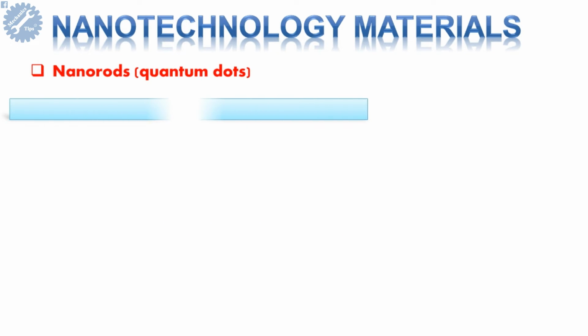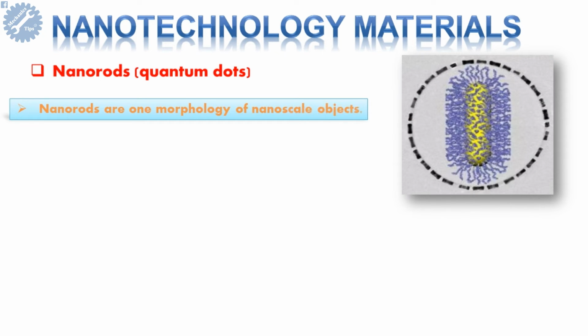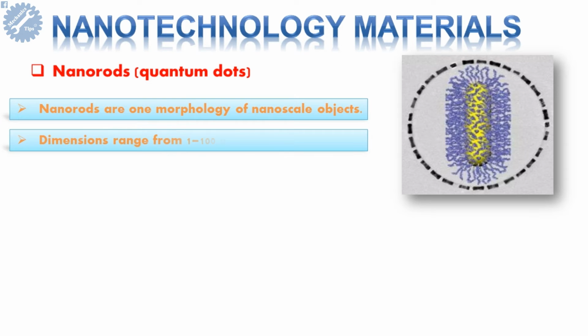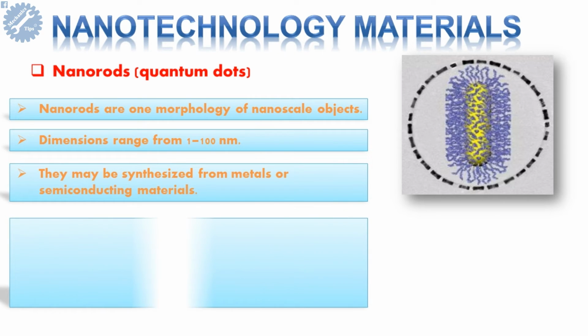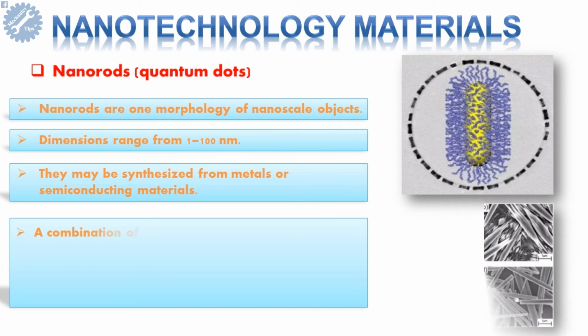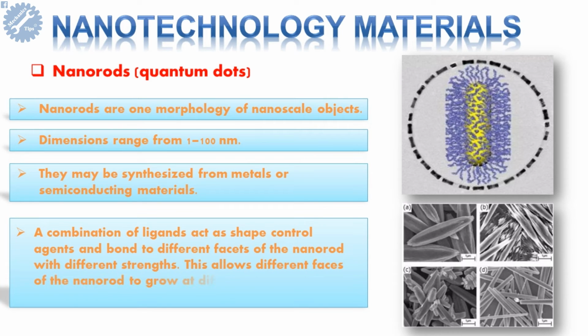Nanorods, quantum dots. Nanorods are one morphology of nanoscale objects. Dimensions range from 1 to 100 nanometers. They may be synthesized from metals or semiconducting materials. A combination of ligands act as shape control agents and bond to different facets of the nanorod with different strengths. This allows different faces of the nanorod to grow at different rates, producing an elongated object.